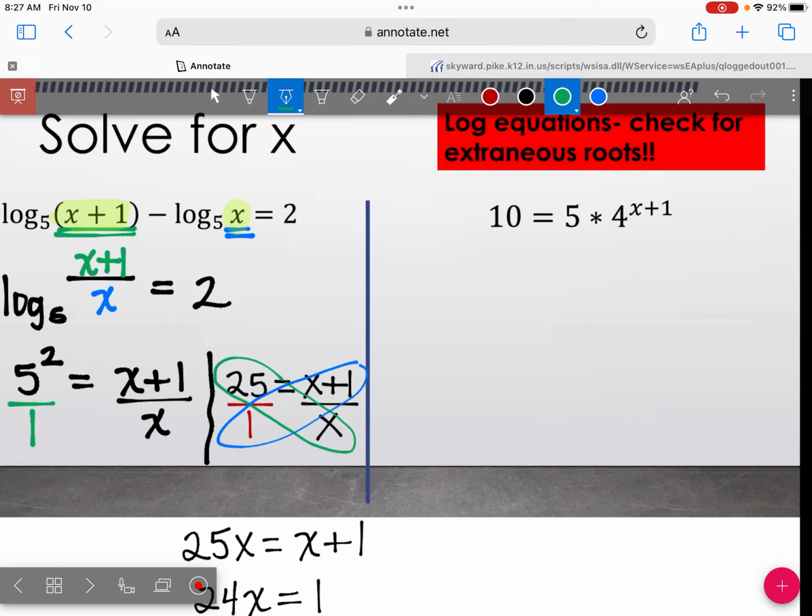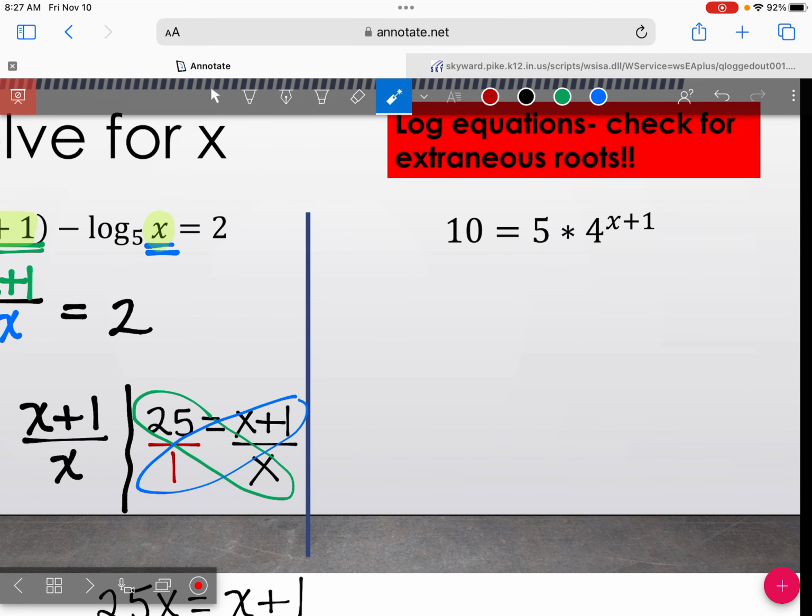Okay, so let's go ahead and do that. So the first thing we want to do is isolate this exponential term. To do that, this 5 is being multiplied by that 4, so we're going to divide both sides by 5.